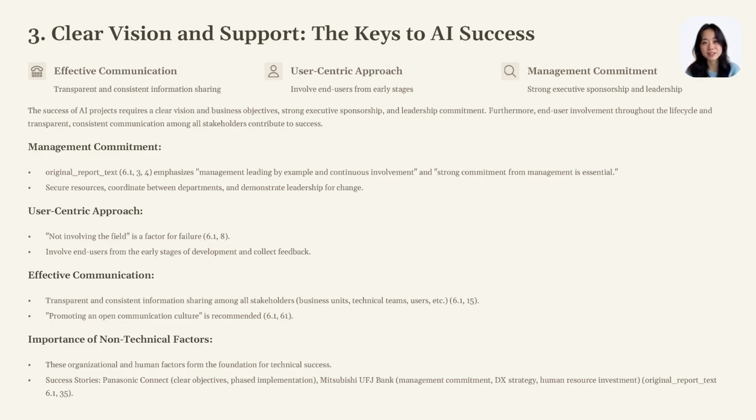For example, Panasonic Connect has achieved results by setting clear goals and implementing them in stages, and Mitsubishi UFJ Bank, with strong commitment from its management, is also actively investing in AI human resources as part of its company-wide DX strategy. These are good examples of how organizational factors contribute to the success of AI implementation. No matter how excellent the technology is, AI cannot demonstrate its true value without the power of the organization and people that support and utilize it. That is why organizational and human factors are deeply related to the success or failure of AI implementation.